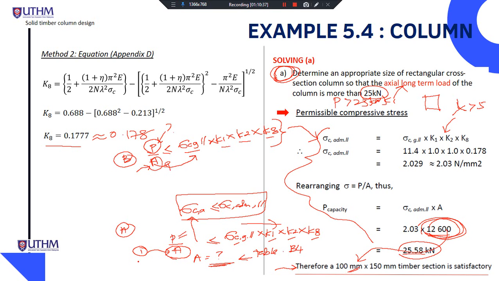So another method, if the size is not given, is to determine the A using P equal to 25. From this A value, you refer to the table before and select a slightly larger A compared to the calculated A. Later you need to check the P capacity again. So this is solving A.